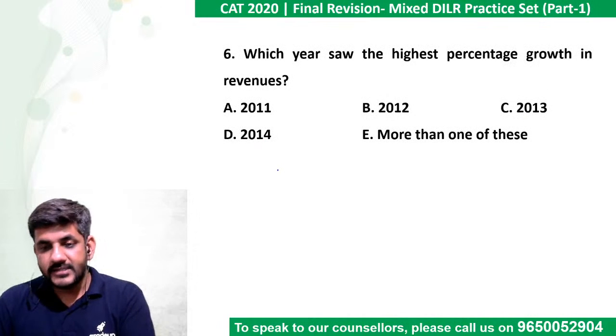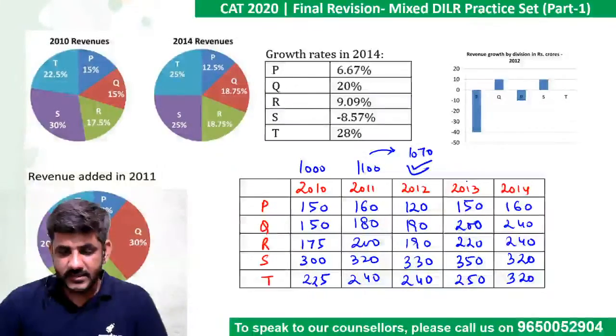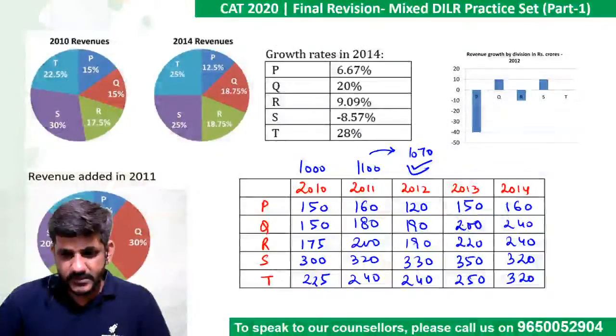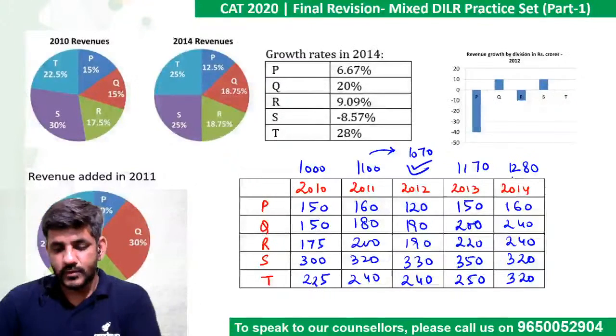विच ईयर सॉ द हाईएस्ट परसेंटेज ग्रोथ इन रेवेन्यूज? लेट्स सी. तो रेवेन्यू सारे लिखने पड़ेंगे, 13 का भी लिख लेते हैं रेवेन्यू. इट इज 0, 5 + 2 7 + 10 17 1 2 2 4 2 6 3 9 2 11. This is 1170. And 0, 6 + 4 10 + 14 2 16 2 18 18 1 and 2 4, 6 and 6 12. So this is 1280.